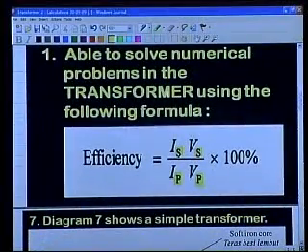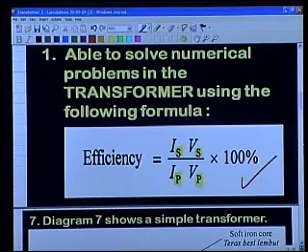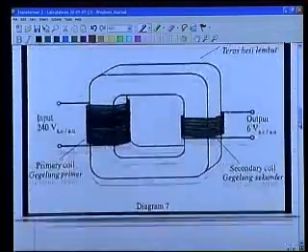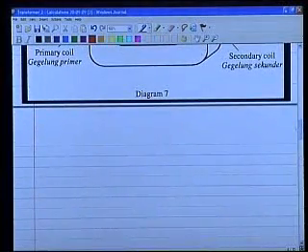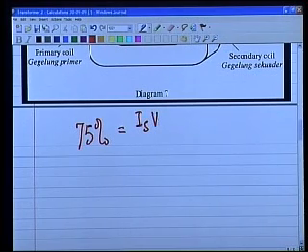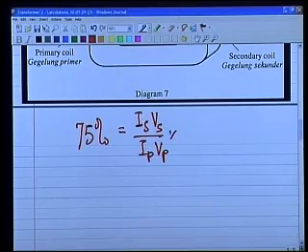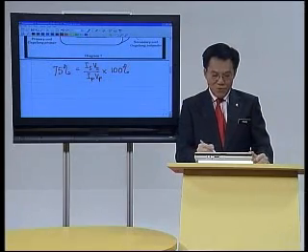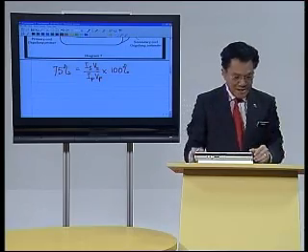This is the same equation here. The same diagram. Alright, now let's put in all the values. Let me write it down again. Just now efficiency, it is 75% equals to ISVS divided by IPVP multiplied by 100%. This is very good. We write it again, it is good practice.